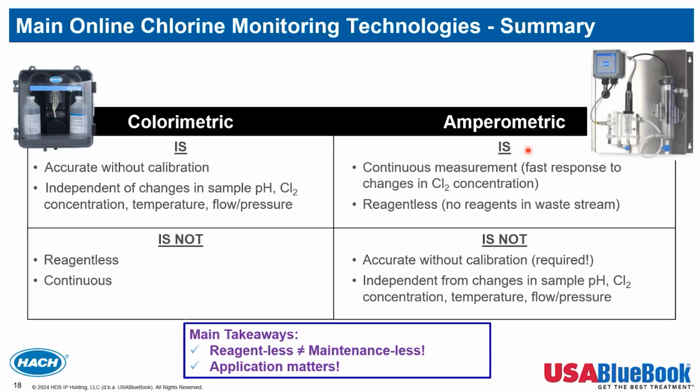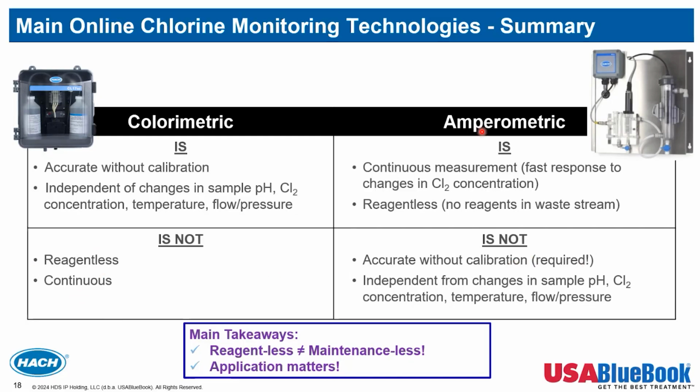On the other hand, amperometric technology is continuous. It provides fast response. It is reagentless, unless there are some reagents added for pH compensation. But most importantly, no reagents in the waste stream by definition. Now, amperometric technology is not accurate without calibration. Calibration is required. It is not independent of sample changes or sample quality change, such as pH, chlorine concentration itself, temperature, flow, pressure. And colorimetric technology, of course, is not reagentless, not continuous.